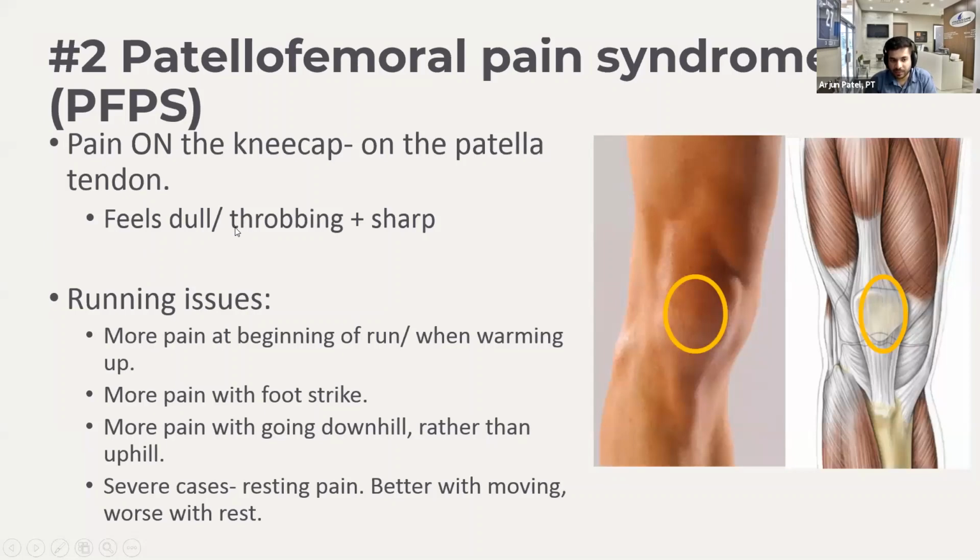Sometimes it can feel dull at rest, but then when you're running, it can give you sharp twinges if it's a little bit severe. But it looks very much similar to the tendinopathy issue. So more pain in the beginning of the run when you're warming up, more pain with foot strike, a little bit more pain going downhill rather than uphill. And then in severe cases, there can actually be some resting pain. Again, better with moving, worse with rest.